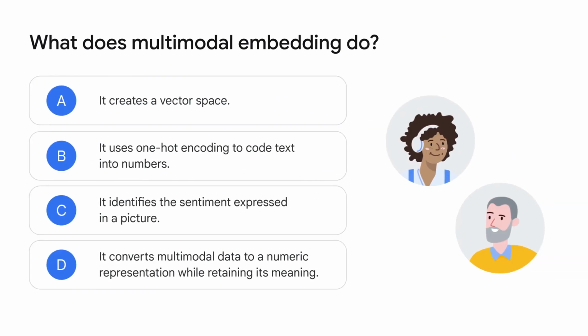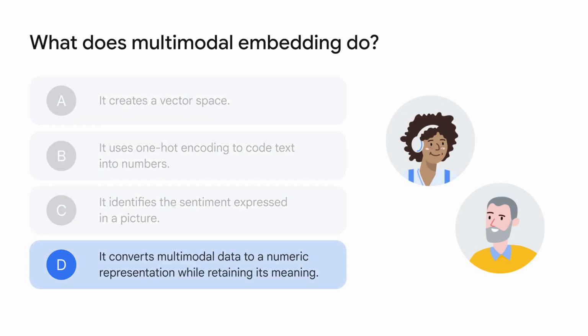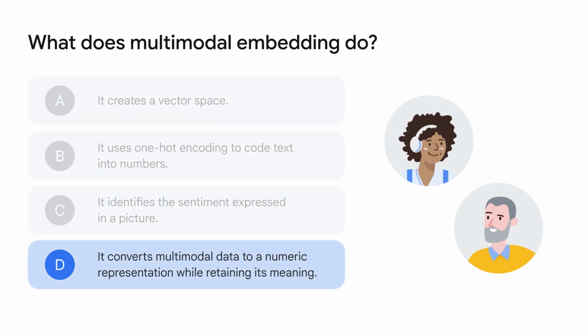What does multimodal embedding do? A, it creates a vector space. B, it uses one-hot encoding to code text into numbers. C, it identifies the sentiment expressed in a picture. D, it converts multimodal data to a numeric representation while retaining its meaning. Definitely D. The rest are either incorrect or partially correct.